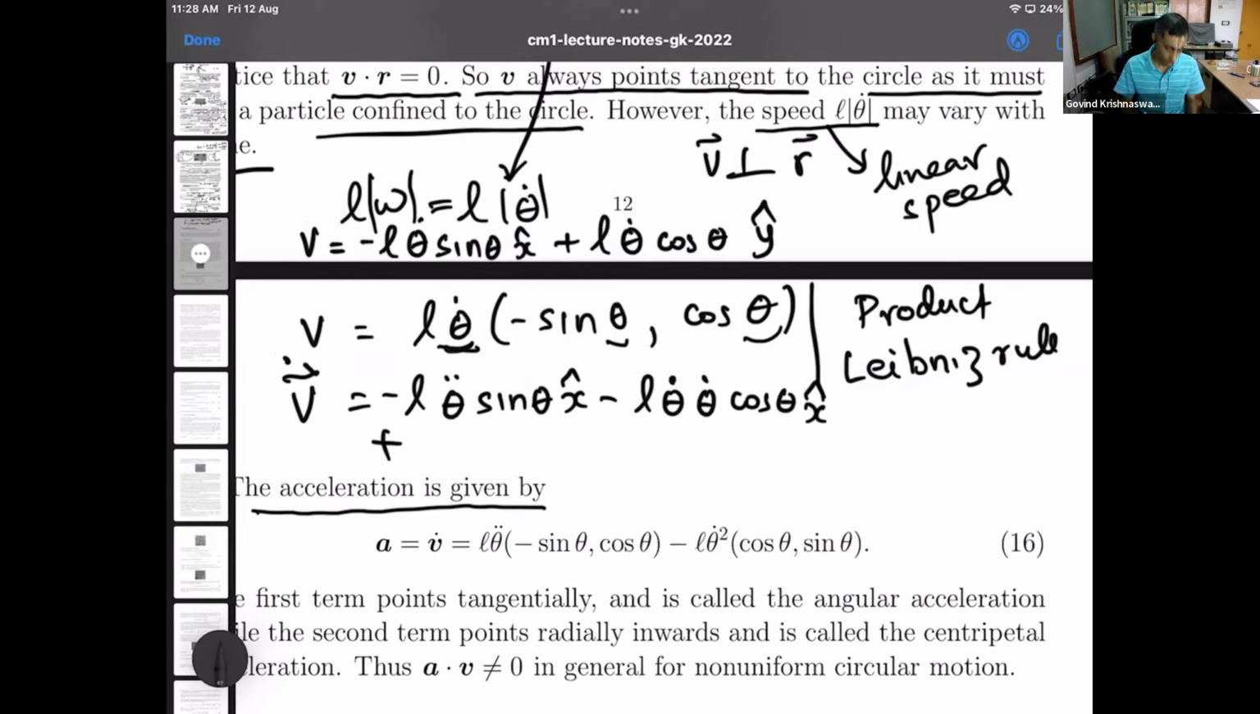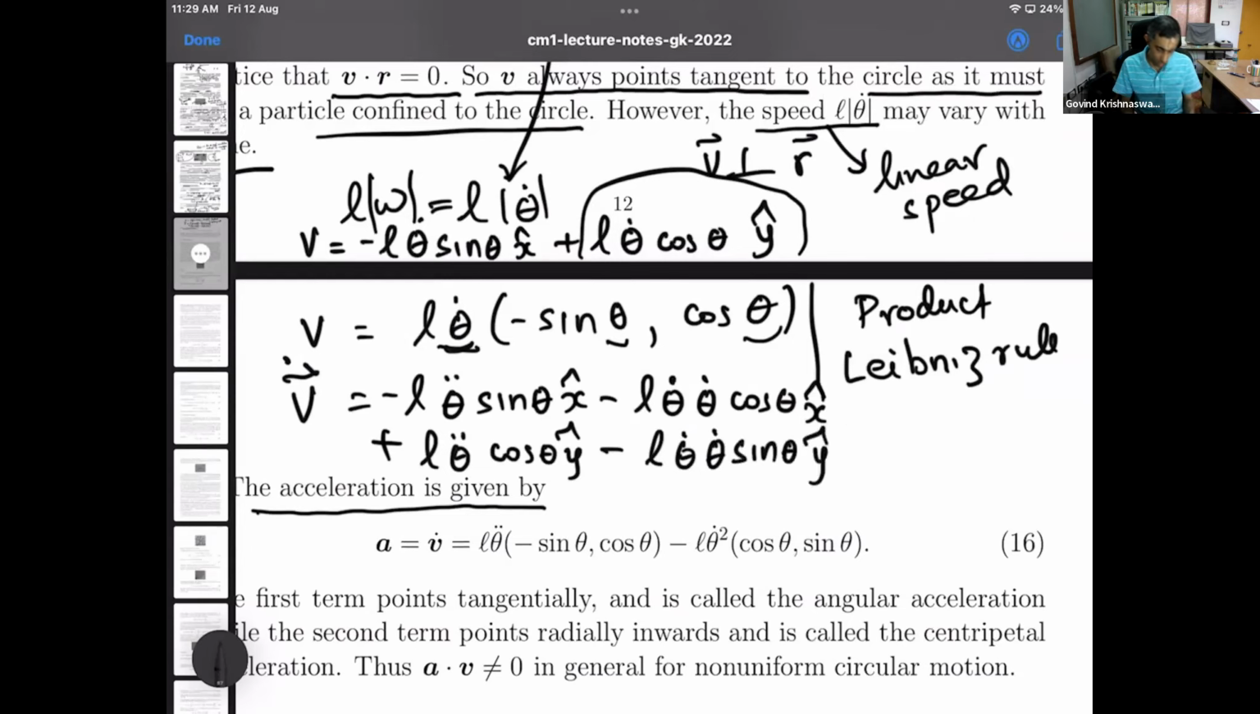And then I differentiate the second term in V. That gives us an L theta double dot cosine theta y hat, minus L theta dot squared sine theta y hat. Okay, I have somebody at the door. So please just make sure you understand this formula.